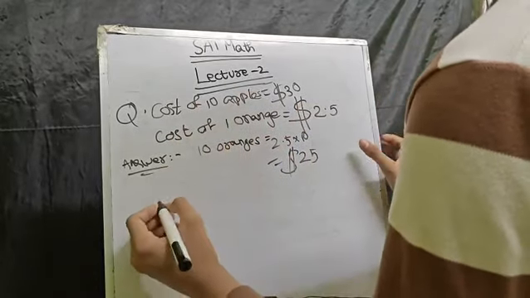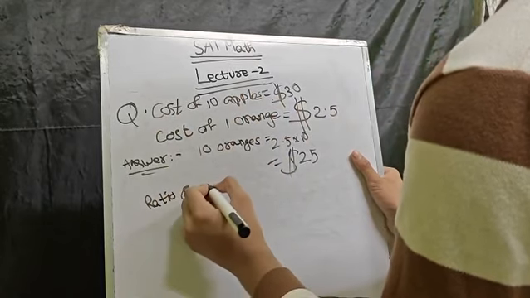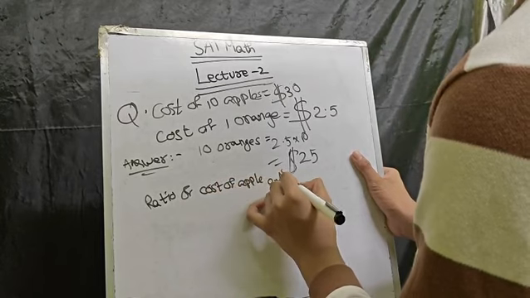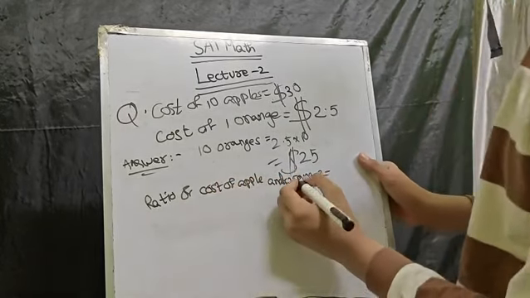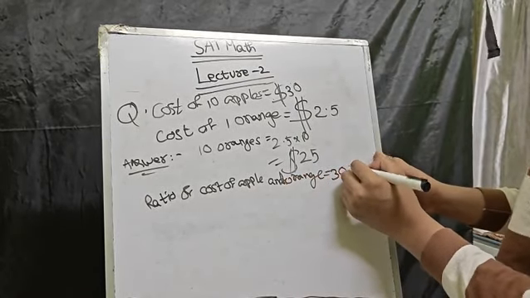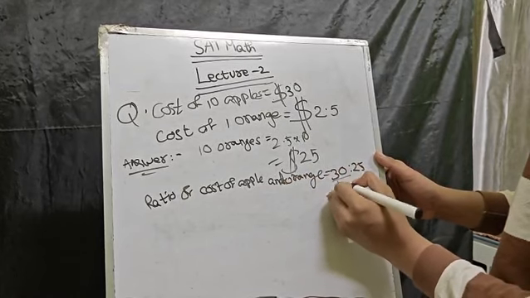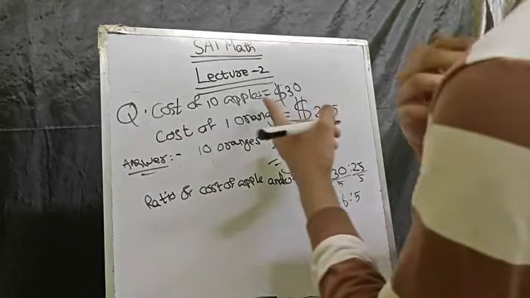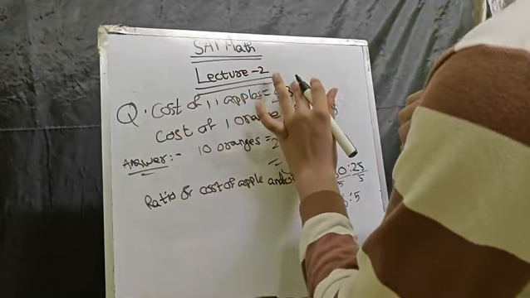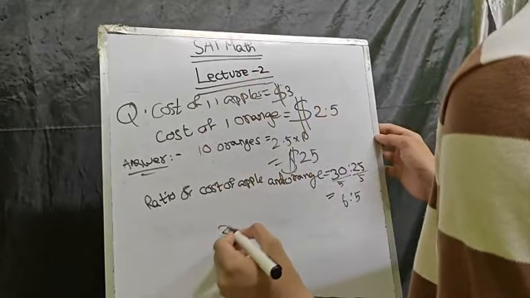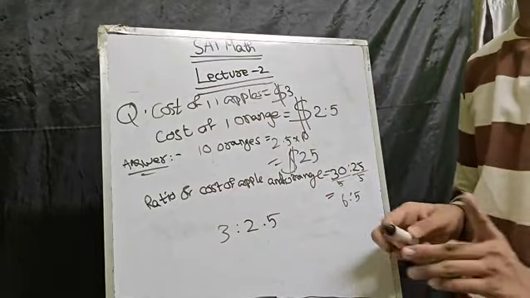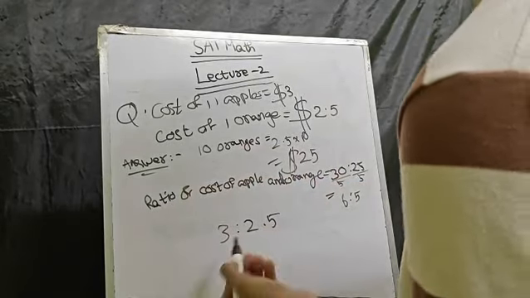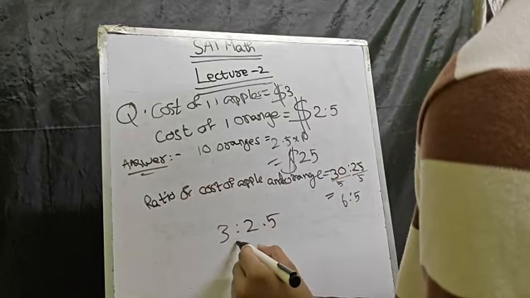So the ratio of cost of apple and orange is equal to 30 is to 25, which is equal to, so you divide by 5 on both sides, 6 is to 5. So you get the simplest form. You can also do one thing: you can make one apple by dividing the cost by 10. So that's 3 is to 2.5. Now you have to get the simplest form. The simple form must not have decimals or a common factor other than 1. So you just multiply it by 2, 6 is to 5.